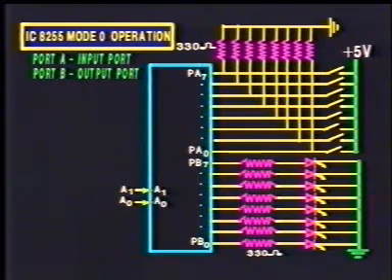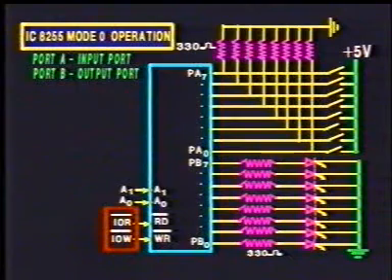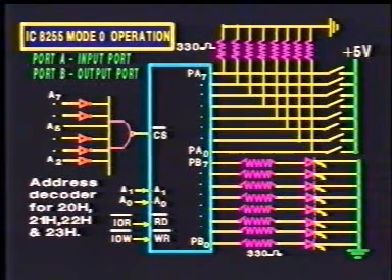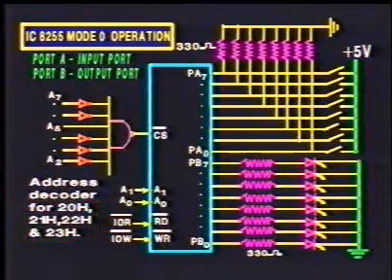The application is designed to operate in I/O mapped I/O mode. Therefore, the read bar and write bar inputs of the device are connected to the I/O read bar or I/O write bar control signals. The address decoder is designed so that the chip is selected for the I/O addresses 20, 21, 22 and 23. Port A is configured for input and port B for output. Let us study how to frame the control word for this configuration.